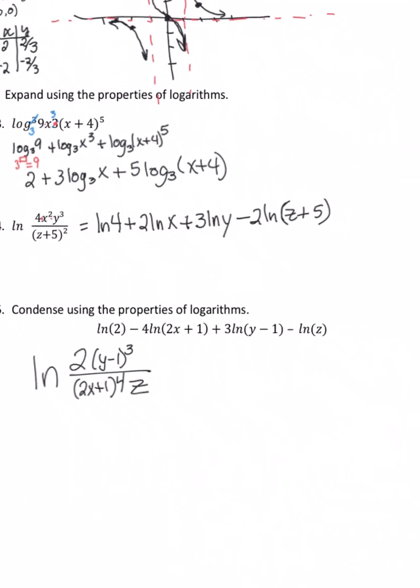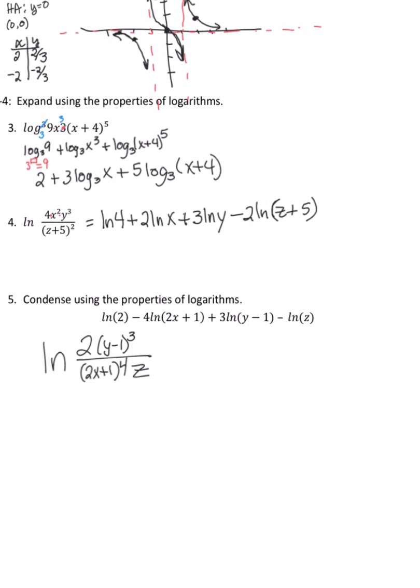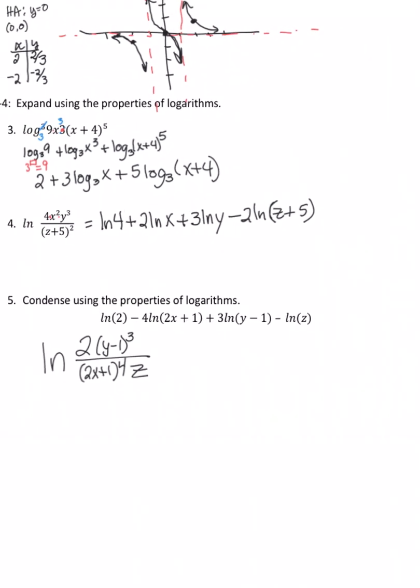Now for number 5, we're going backwards. So remember, if the ln is positive, it's multiplication. If it's negative, it's division. And if there's a number in front of the ln, we bring that up and make that an exponent. So we have the ln of just one big nasty, right? So the ln of 2 is positive.